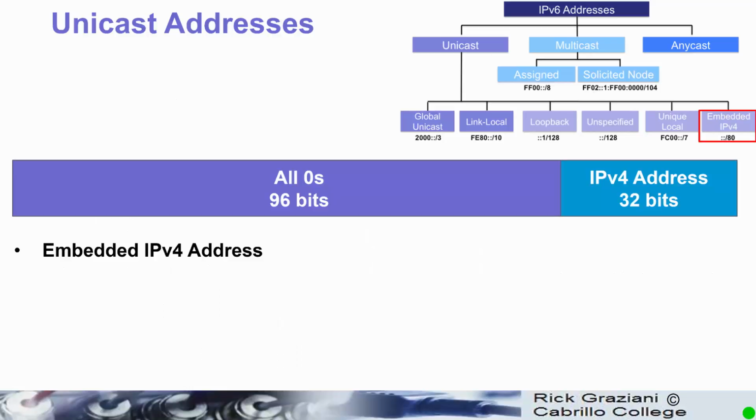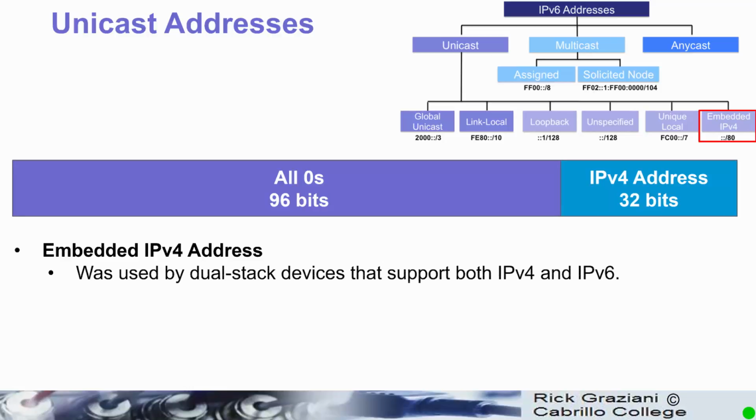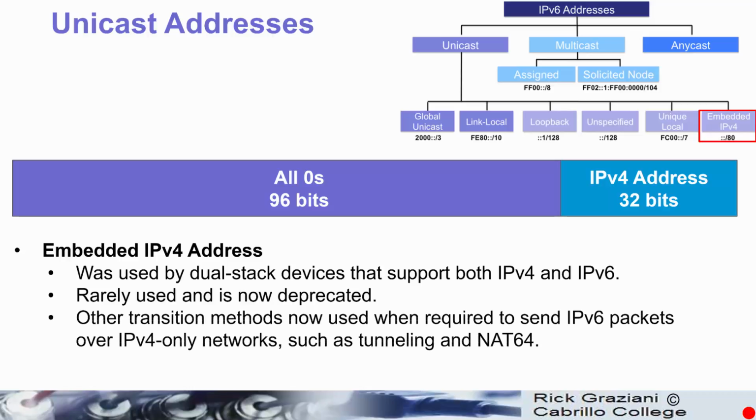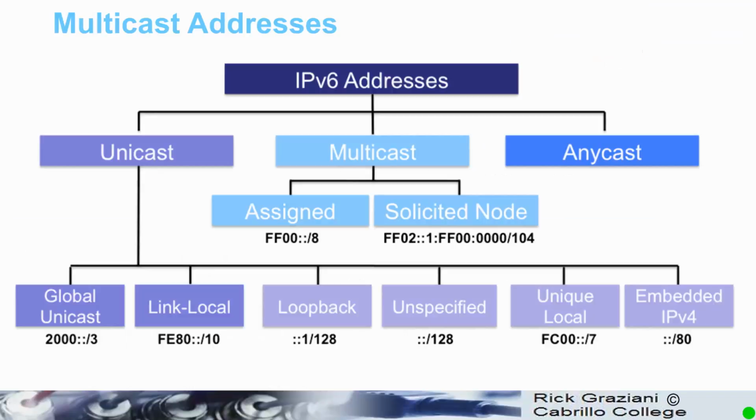Embedded IP version 4. It's going to have all zeros for the 96 bits, and then the IPv4 address will be the remaining 32 bits. It was used by dual stack devices to support both IP version 6 and 4. It's rarely used and is now deprecated. Other methods are used.